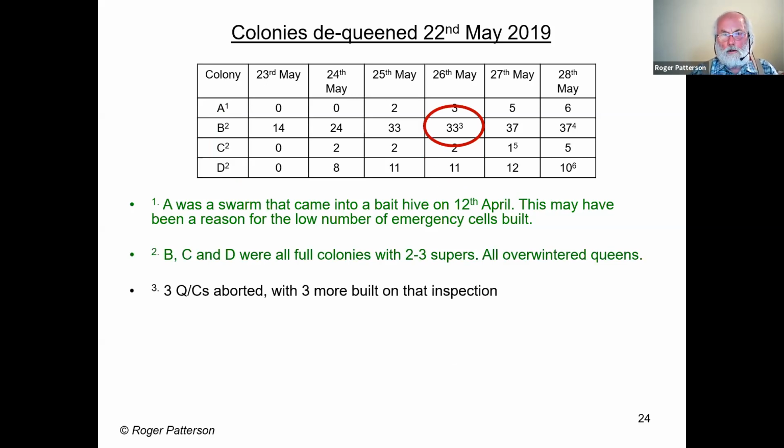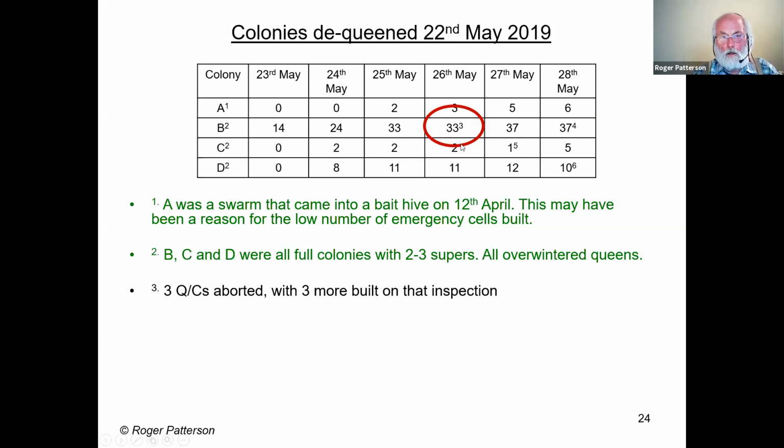Colony B was the one that started with 14 on the first day. 14 on the first day, another 10 after 2 days, another 9 after 3 days. So they're not building them all together. I know this is only 4 colonies, so it's a very small sample, but I think there's enough to say that it's not as simple as it's made out to be.